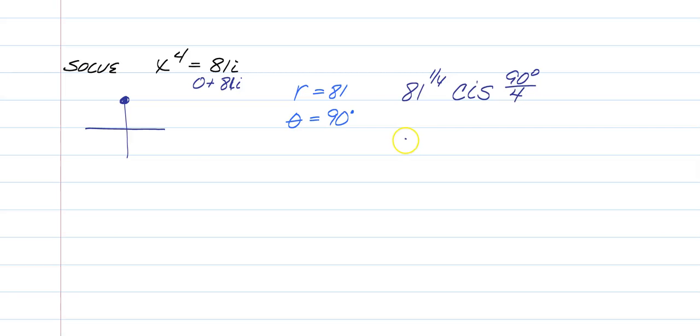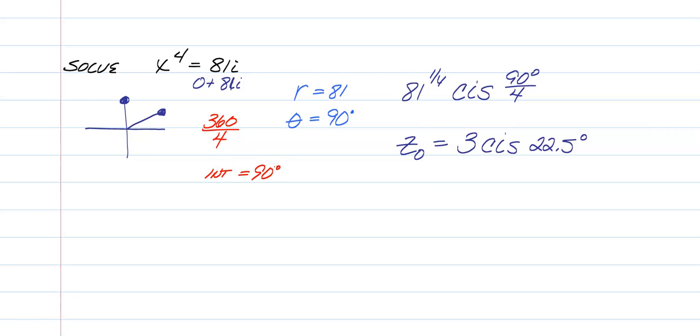So our z sub 0, our first answer, is 81 raised to the 1/4, which is 3, CIS of 90 divided by 4, which is 22.5 degrees. So our first one is right out here. But then you have to remember we need our intervals. We're going to do 360 divided by 4 this time, which means our interval is every 90 degrees.